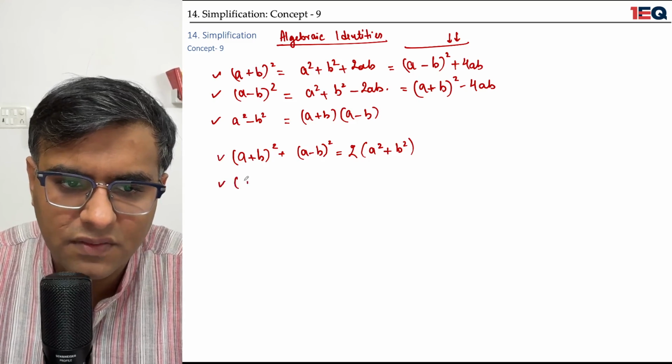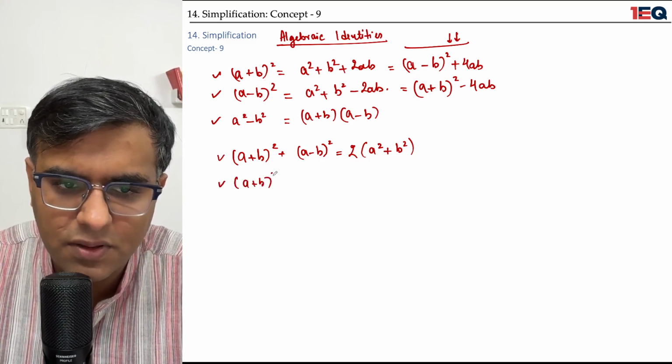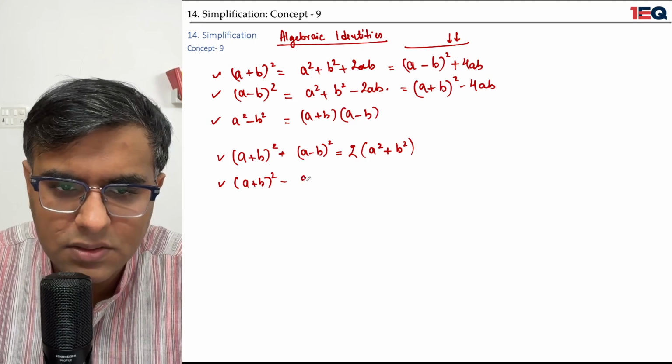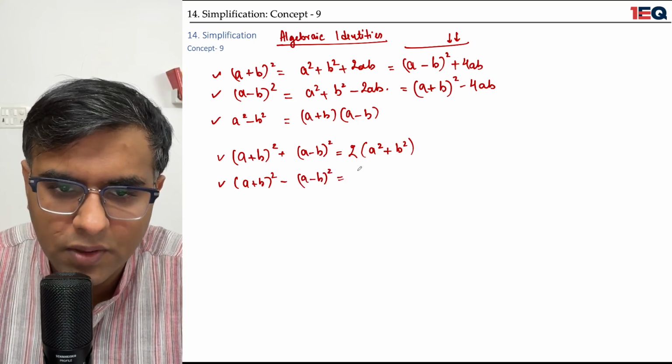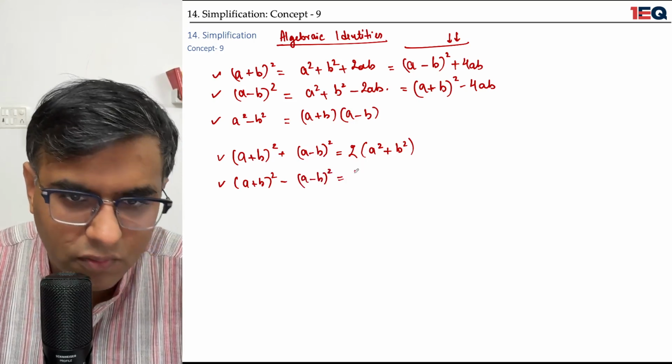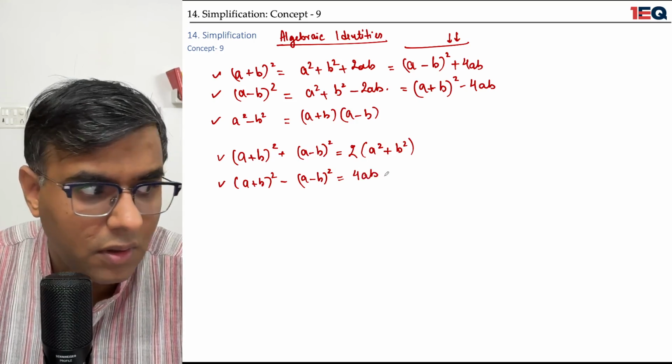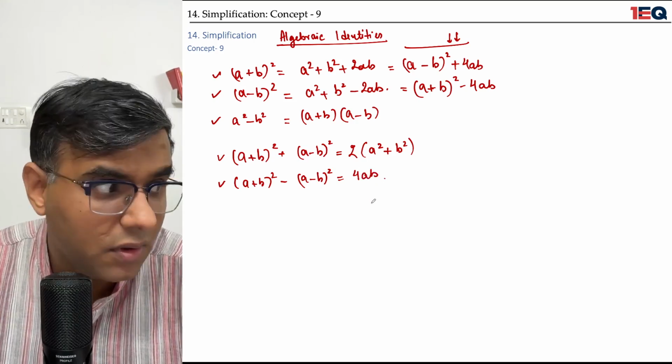There's a third derivation of these two identities, that is a plus b whole square minus a minus b whole square. So here the output what you would get is 4ab.